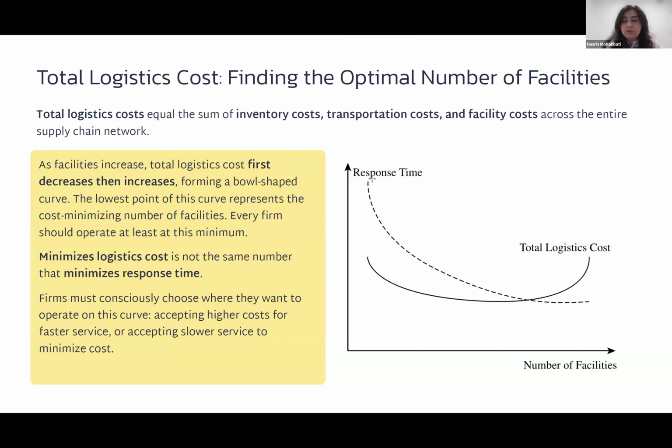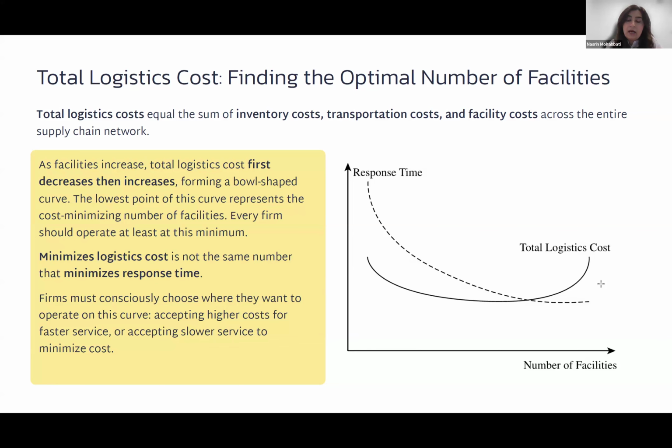And another interesting observation is that we talked about response time versus number of facilities. And interestingly, there is a point that these two will actually meet, right? And that's an interesting point. It shows that not necessarily minimum response time means minimum cost. So if we want to reduce response time, we might get a point that we are increasing our logistic cost.